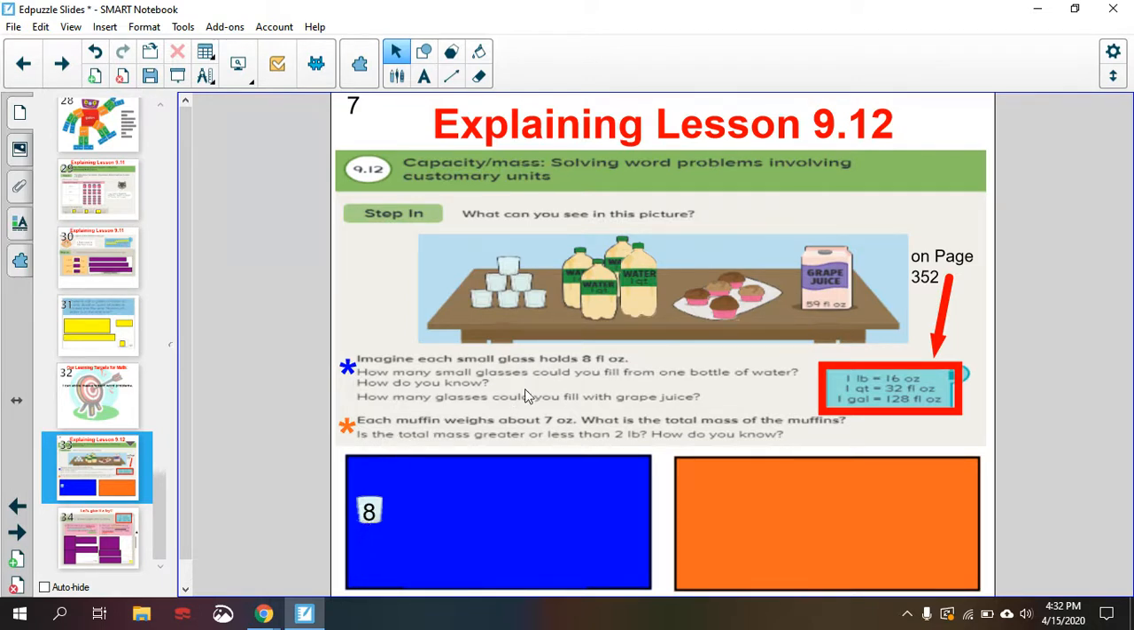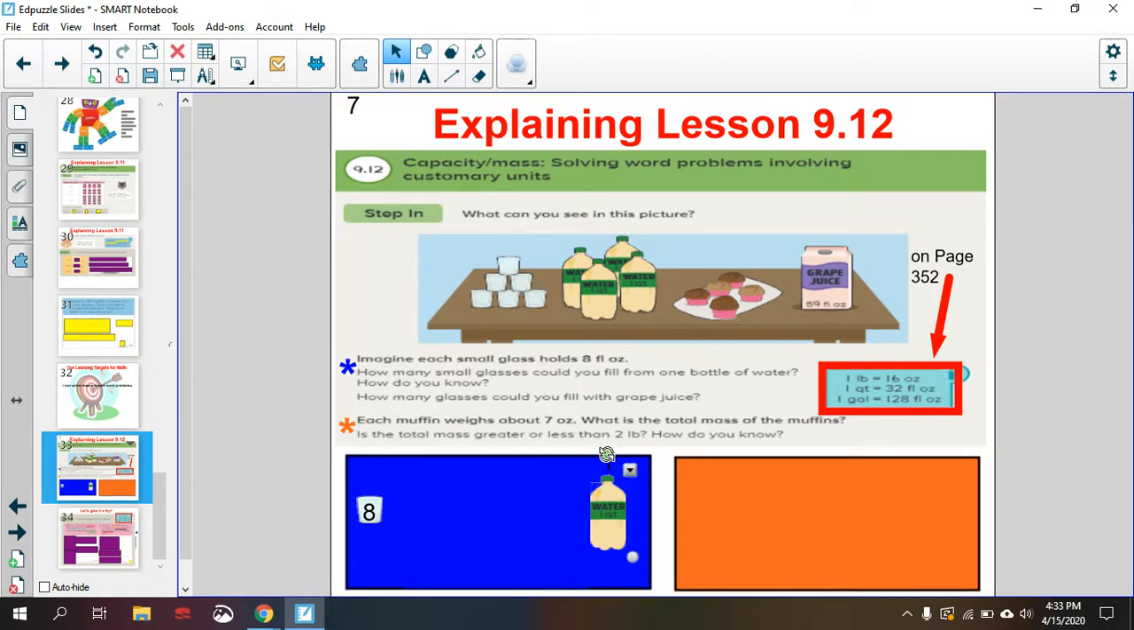They want to know how many small glasses could we fill with one bottle of water. Well, here's the thing though. If I'm looking at this bottle of water, I know this bottle of water holds 1 quart. But the clue they gave me about the glasses was that they hold 8 fluid ounces. So that should be a clue there that you're going to have to do some converting because they aren't in the same unit. So what I need to do is figure out how many fluid ounces are in this water bottle, because then I can start getting rid of those 8 fluid ounces when I start pouring it into my glasses. That's where my box is going to really help me. 1 quart is 32 fluid ounces.